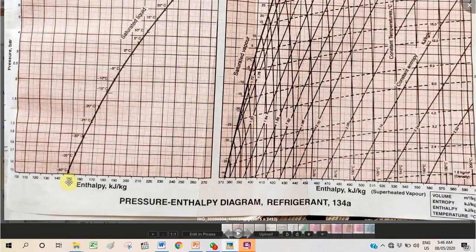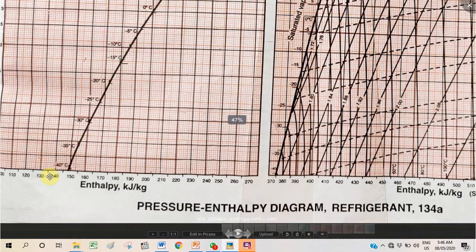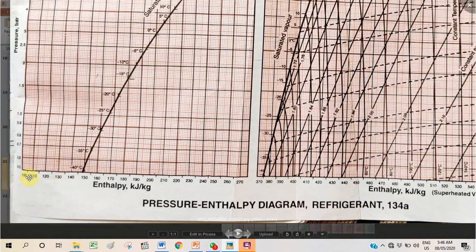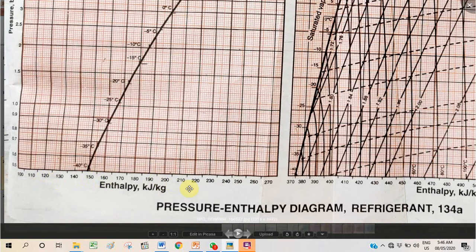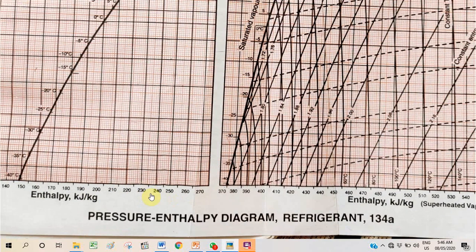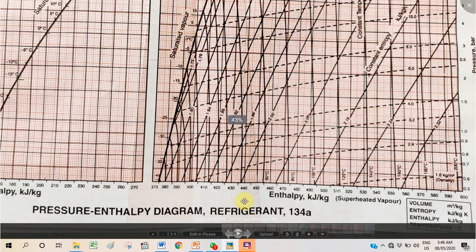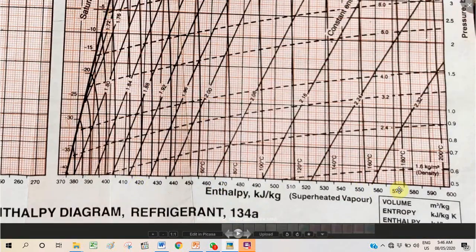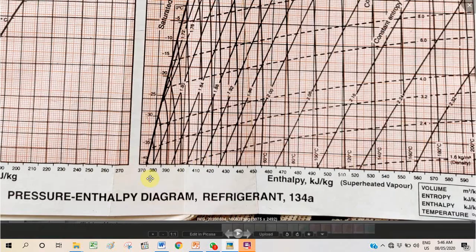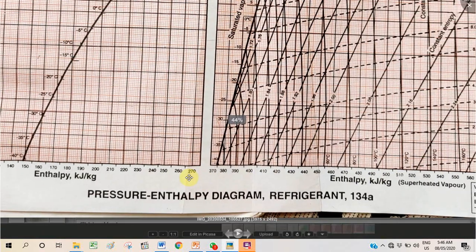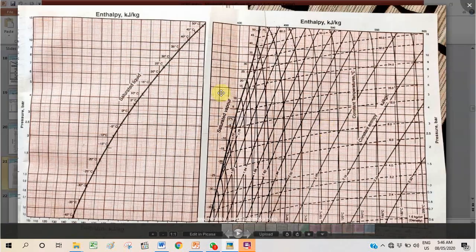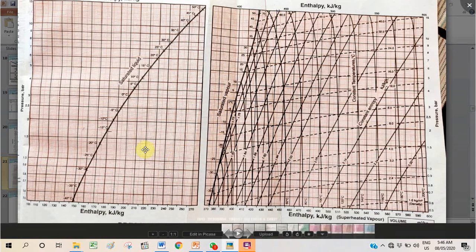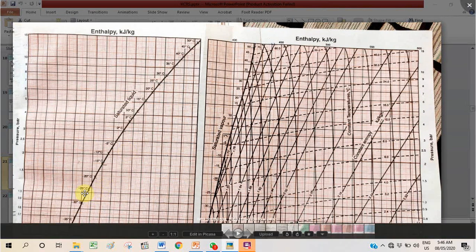Then look at the enthalpy values. These are in the range of hundreds, starting from 100, and the steps in between are multiples of ten. After viewing the whole range, the enthalpy values are quite evenly spaced out, so there is no issue with handling them. It will be easier. Then see this complete picture. There you find remarkable things.